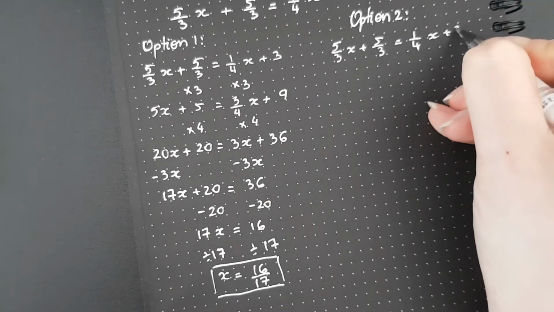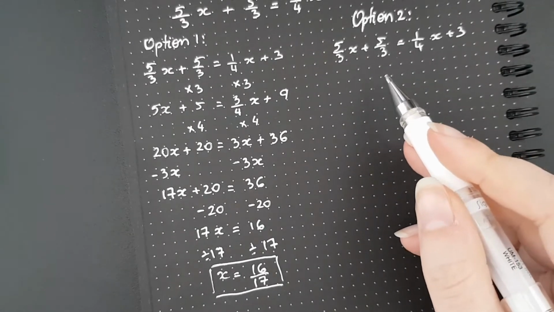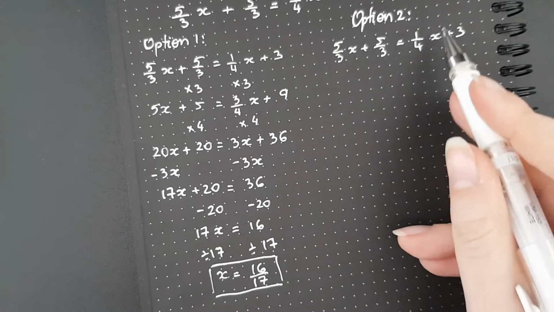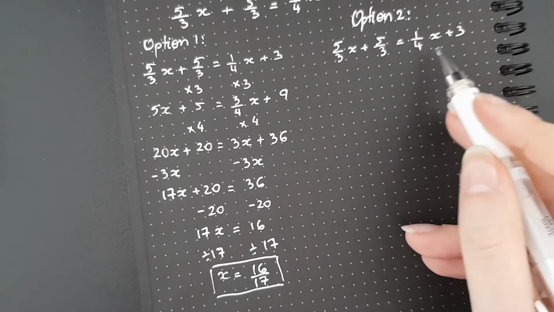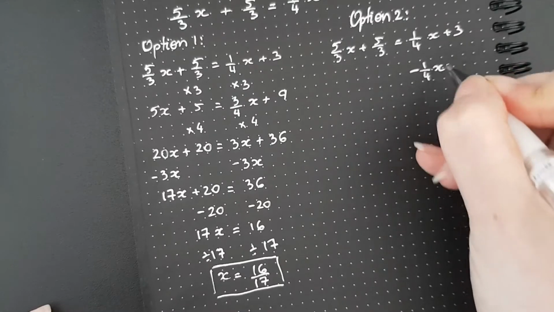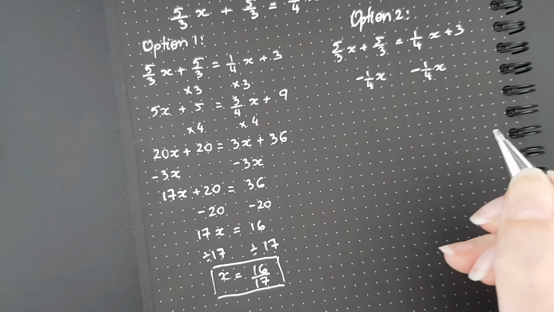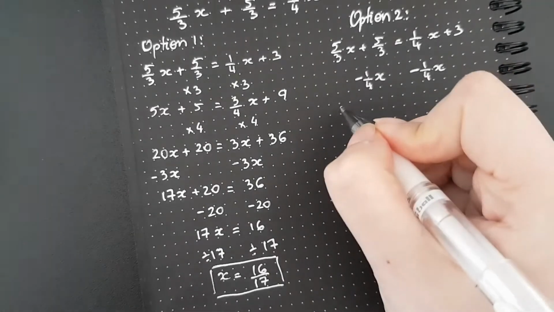It's exactly the same bed. So I still want the fractions over there. I don't want to get rid of them yet, but I want to see if I can do anything with the x on this side. So I'm going to take away 1 over 4x on both sides. I feel like I'm complicating my life, but let's see what we get.